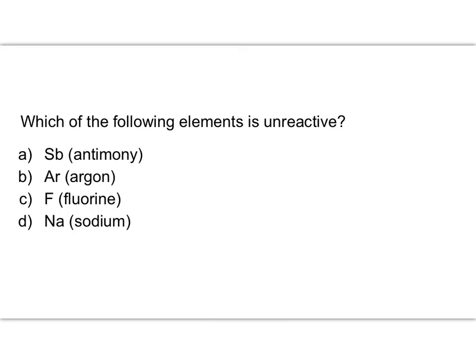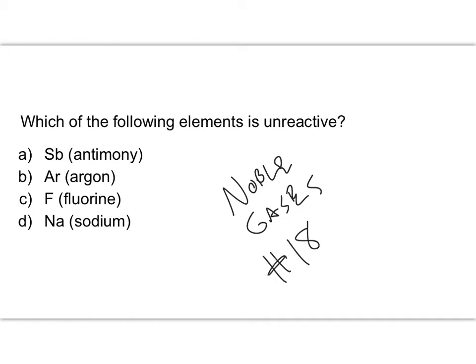Which of the following is unreactive? Well, the group of elements that is unreactive are called the noble gases. Okay, noble gases are unreactive. They're also called sometimes the inert gases. Inert means unreactive as well. So that's group number 18, the column all the way to the right-hand side of the periodic table. And the one element of these choices that's in that group is argon. Argon is a noble gas. All the other elements in that same column are also called noble gases.